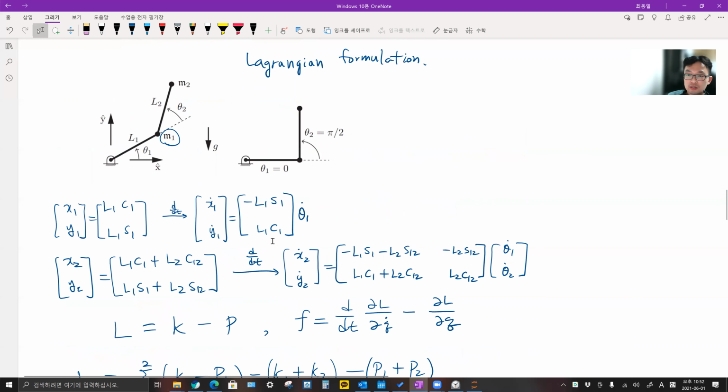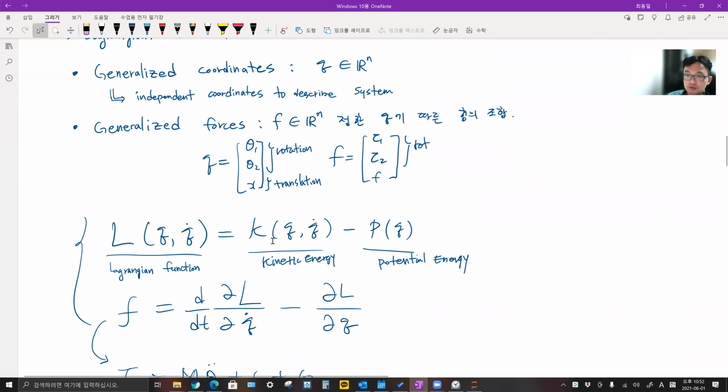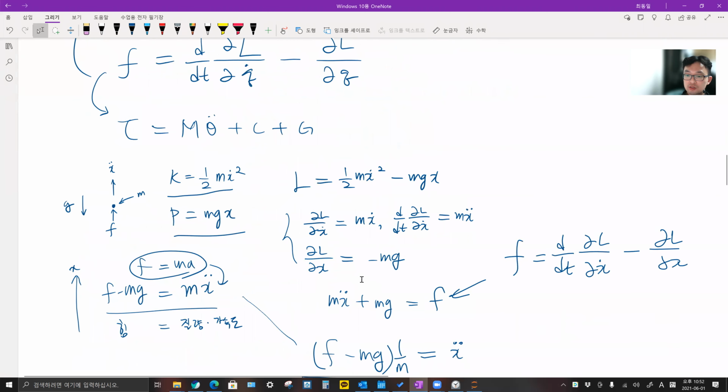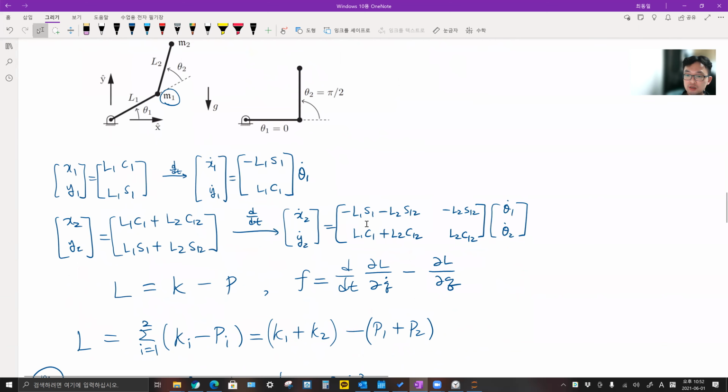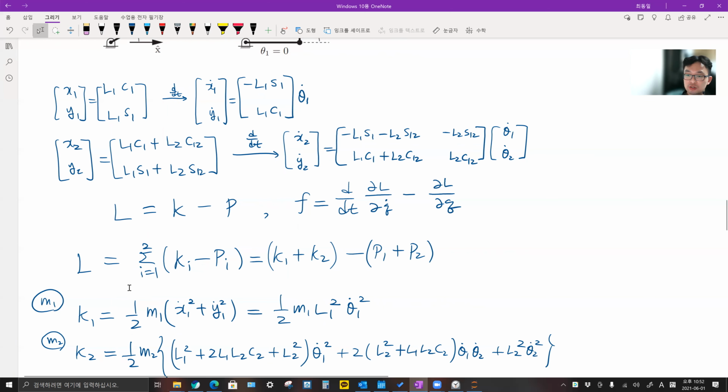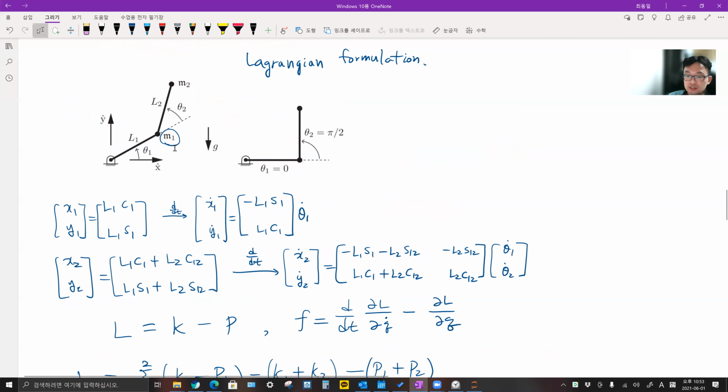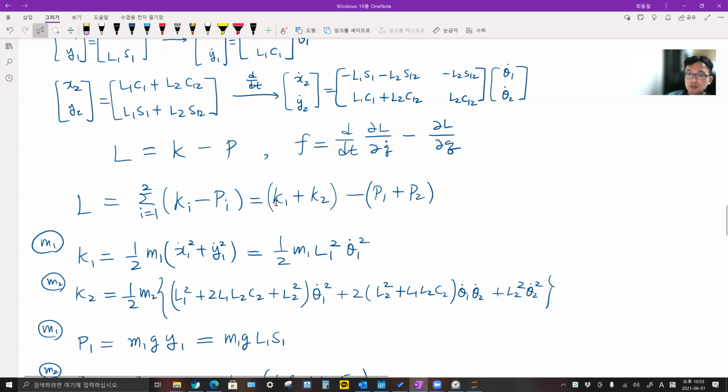And this equation is about a single rigid body, but if there are multiple rigid bodies, we should sum from i equal 1 to n. In this case, there are 2 masses. So we sum the kinetic energy 1, 2, and minus the potential energy 1, 2.